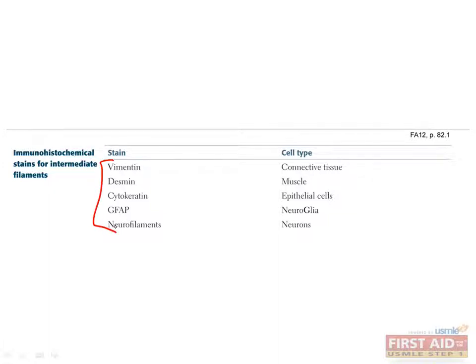These immunohistochemical stains can be useful to memorize for some easy points on test questions. As I already mentioned, glial fibrillary acidic protein is found in neuroglia such as astrocytes. Neurofilaments are obviously found in neurons, and cytokeratin is found in epithelial cells, which you can remember because the epithelial cells in skin are keratinized. Lastly, desmin is found in muscle tissue, and vimentin is found in connective tissue.